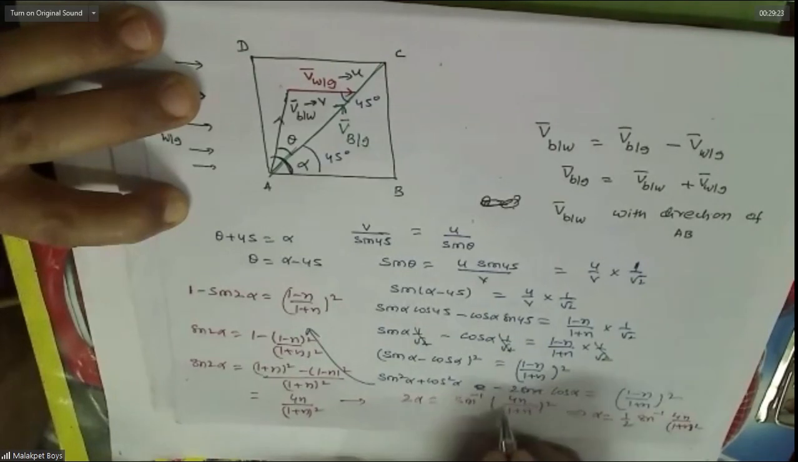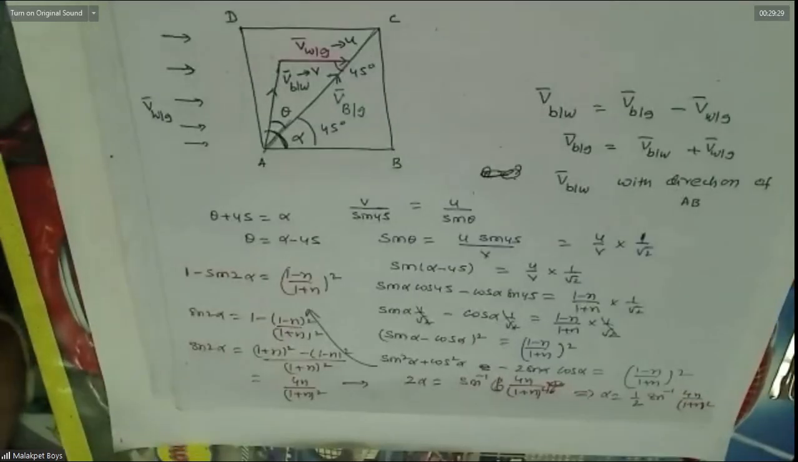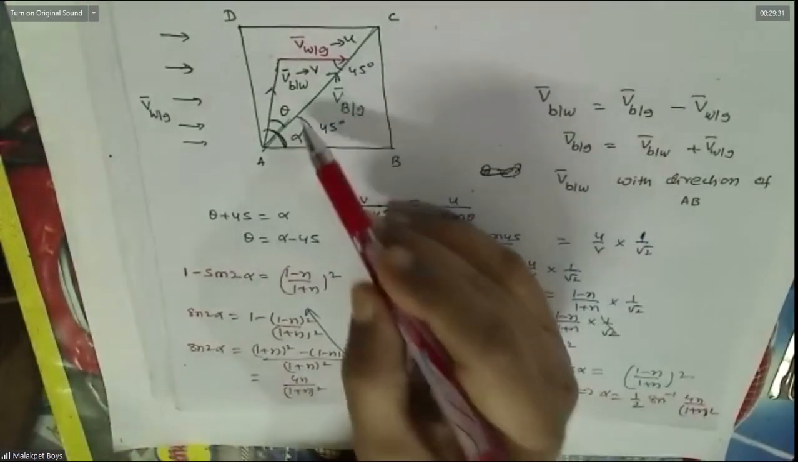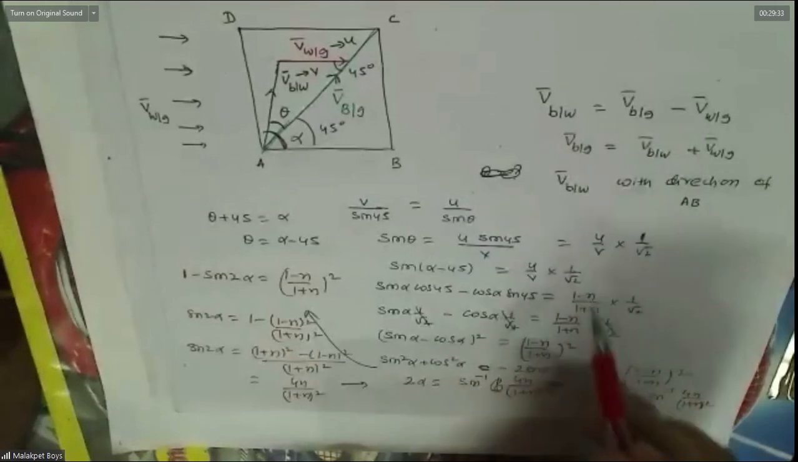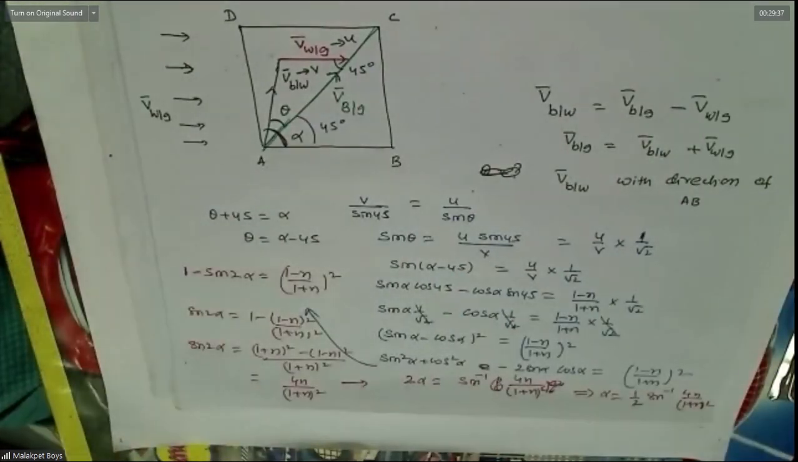So, understood this? We have to extract alpha. You can see that physics is over here only. After that, the total thing is only application of your trigonometry. Understood this? So we got the direction, at what angle the bird should start so that it will reach the point C.